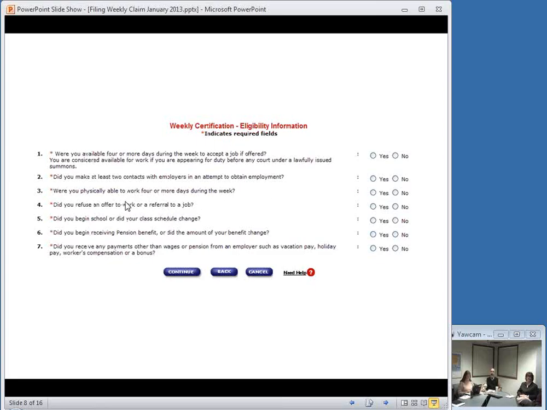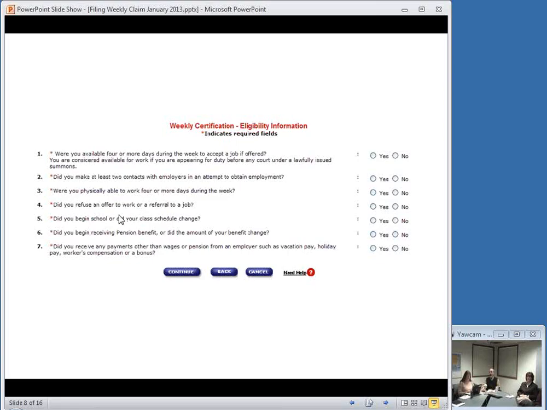A person has to be physically able to work 4 days or more during the week. And if they're ill, they're not able to work. They might be available to work, which is the first question. A person can be available to work, they're home, they're ready to go to work, but they're ill, so they're not able to work 4 days or more.